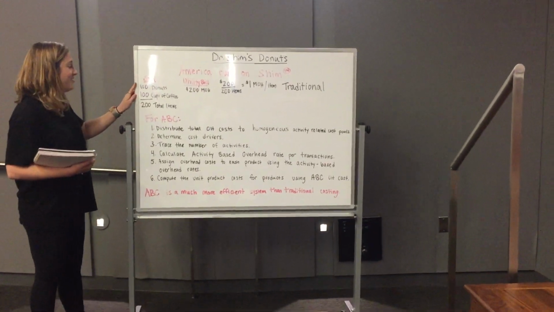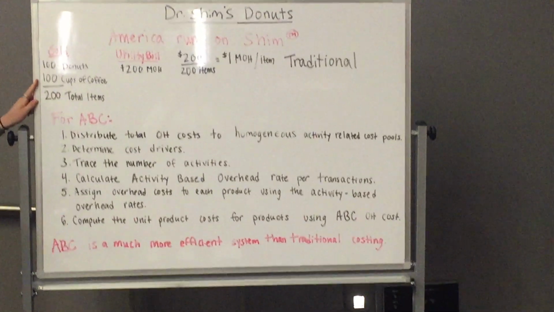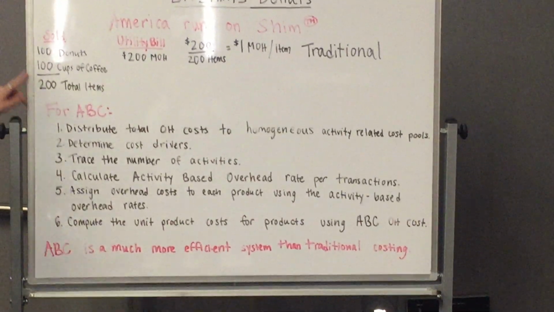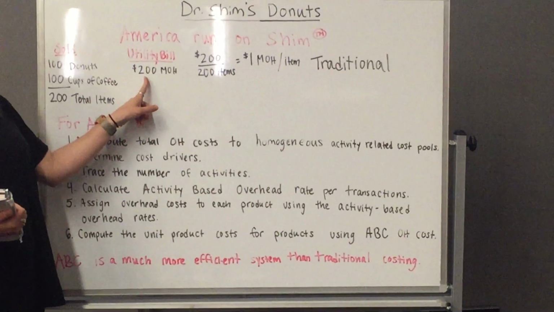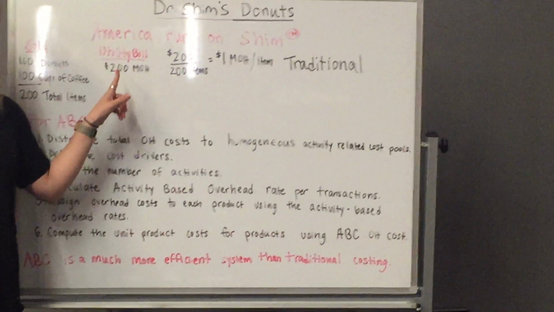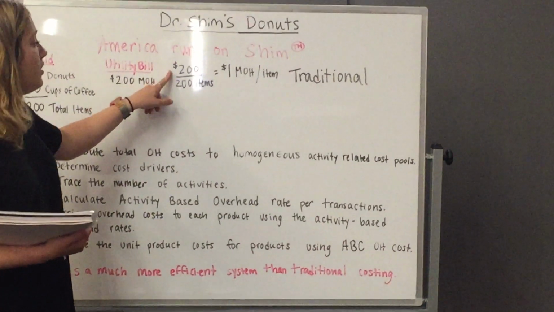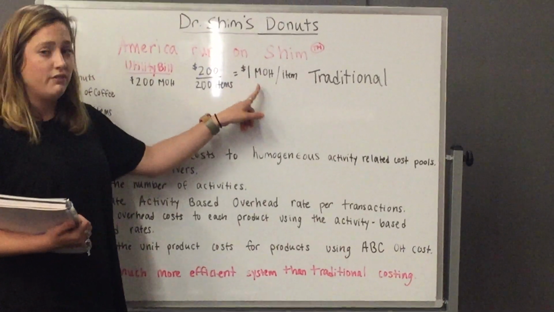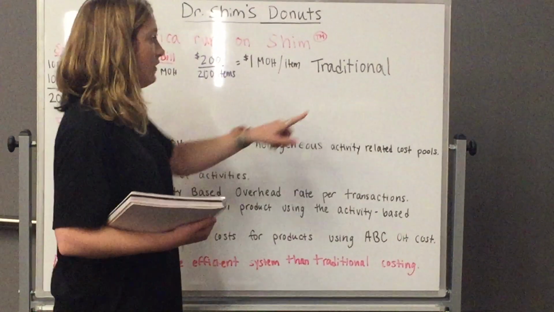So, in the month of January, we sold 100 donuts and 100 cups of coffee for a total of 200 items. Our utility bill for January was $200. So, in the traditional costing system, $200 divided by the 200 items makes it $1 of overhead per item.